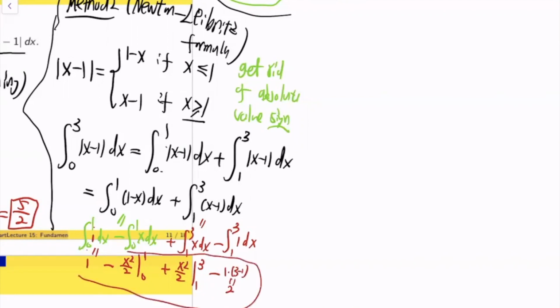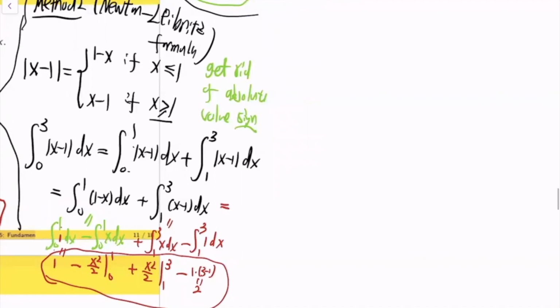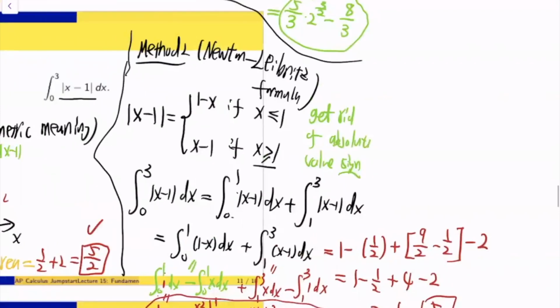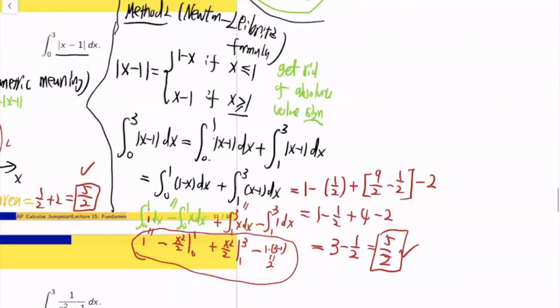Now, if you combine all those things together, what do we get? This will be 1 minus 1/2, and then plus 9 over 2 minus 1 over 2, and then subtract 2. So it's 1 minus 1/2, plus 4, minus 2, right? Eventually this is 5 minus 2, so it's 3 minus 1/2. So eventually you get 5 over 2. Let's check. You see it's the same. It matches what we got from the geometric meaning. So it's 5 over 2.